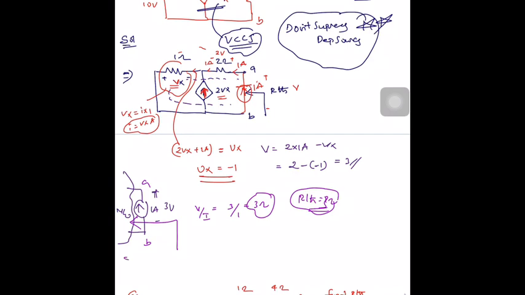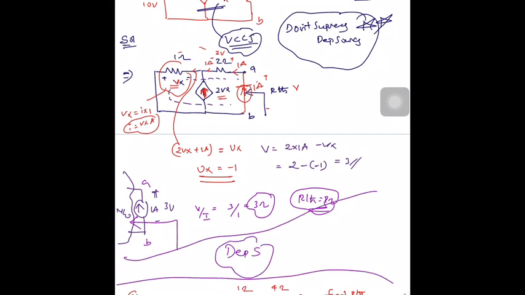The important takeaway here is: if you have a dependent source, excite the circuit with a current source or voltage source and solve.